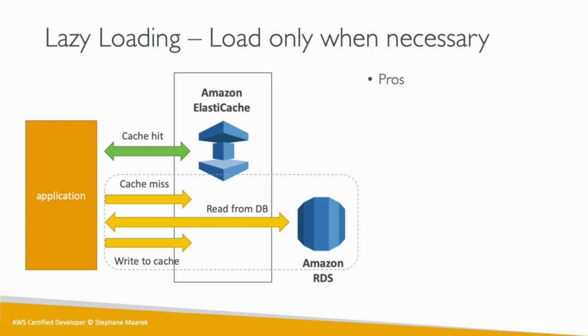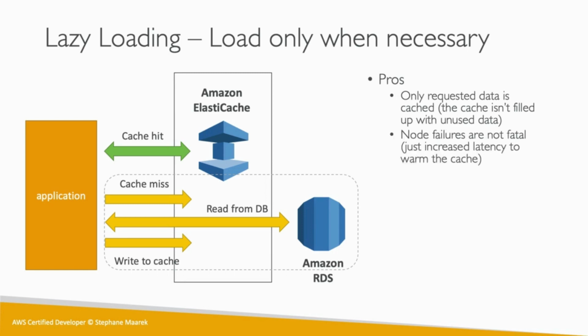So when we use lazy loading, what are the pros? Well, only the requested data is cached. The cache is not going to be filled with unused data. So this is quite interesting because if some data is requested, it will be in the cache. So it's a good pattern. The cache won't be fully utilized, or there won't be too much bad data in there. And in case the cache disappears, a node fails on ElastiCache, it's not fatal because we can just respin an ElastiCache instance and the cache will just be warmed up. So that means there will be more reads from the DB, but overall we haven't lost any data.